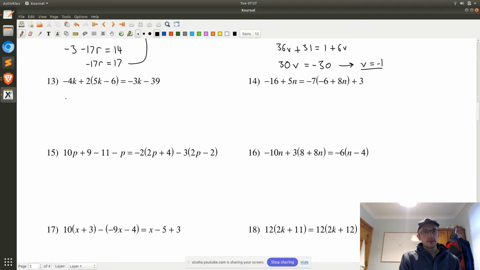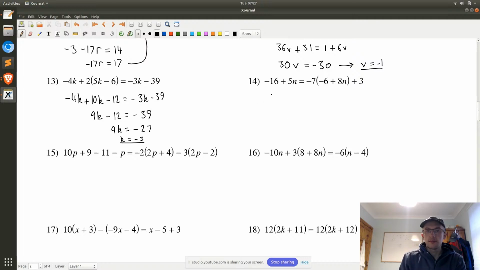Problem 13. Expand the brackets. Gather up your k's. So this is 6k on the left, and we've got negative 3k on the right. So we're going to add it on. 6k add 3k is 9k. Add 12 to both sides. So 9k equals negative 27. So k is negative 3. You see what I mean about speeding up?